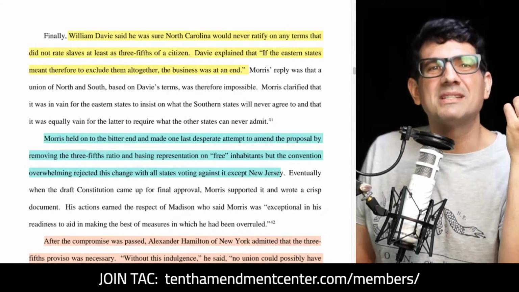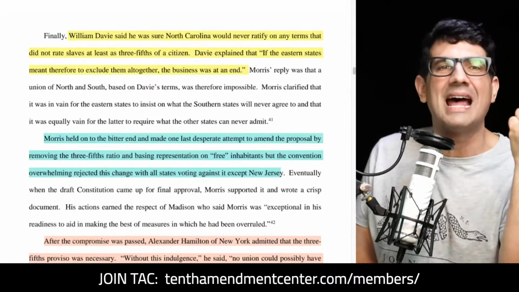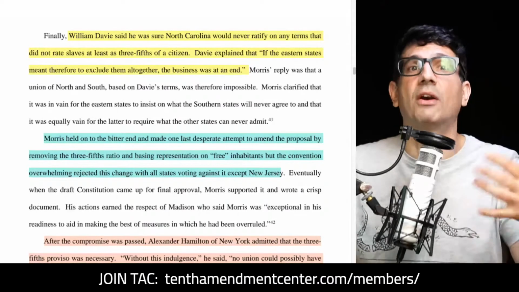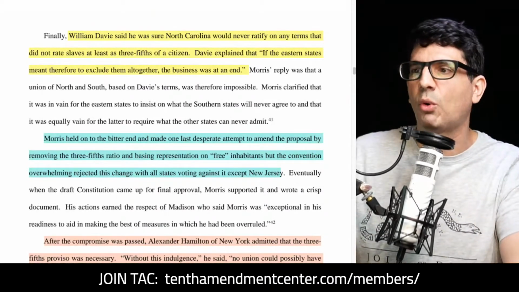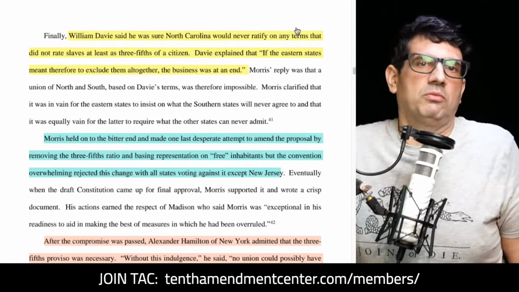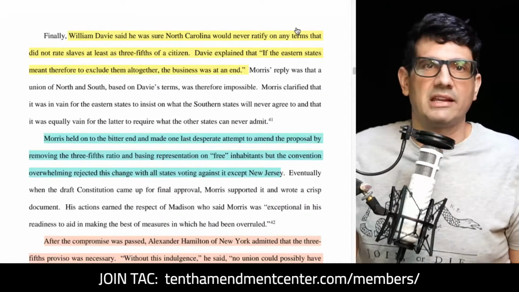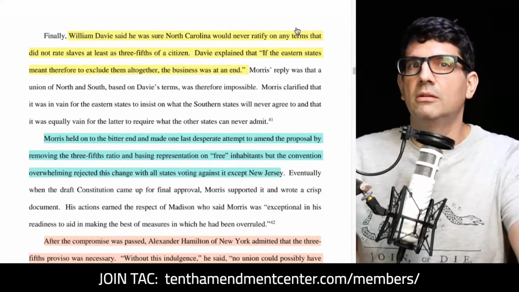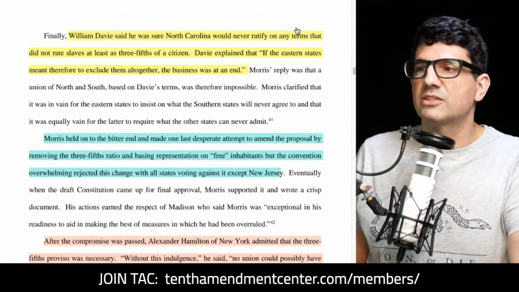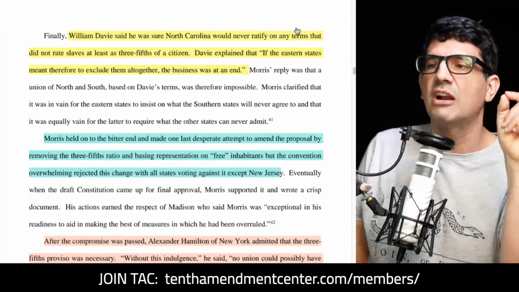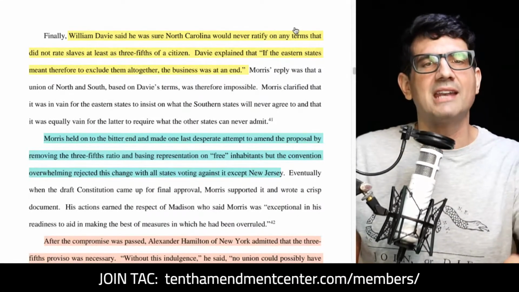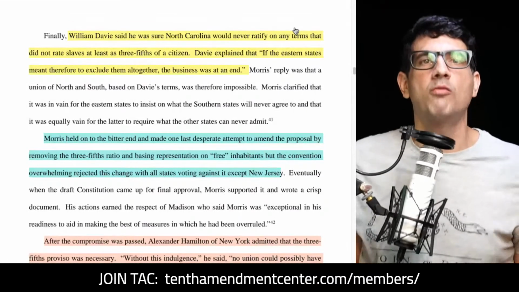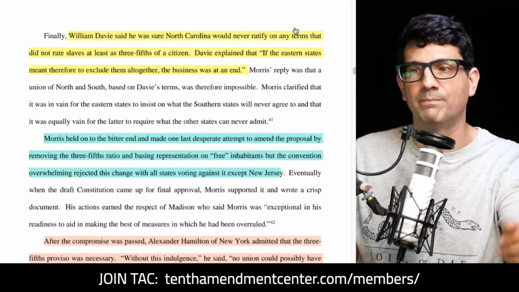But we know that there was a heavy concern over whether or not they could get this thing ratified. So when someone like William Davey, who was very highly respected, very well known, probably pretty powerful, and I think he was governor for a while as well, was saying, look, North Carolina's out, and you're concerned about places like New York and Massachusetts and elsewhere, Virginia, of course, then that doesn't look too good. So then all of a sudden people are thinking, we're going to make some deals. Davey explained, quote, if the eastern states meant therefore to exclude them altogether, the business was at an end. He said that specifically on the floor in Philadelphia. The business is at an end. There is no more debate. North Carolina is out, according to him.